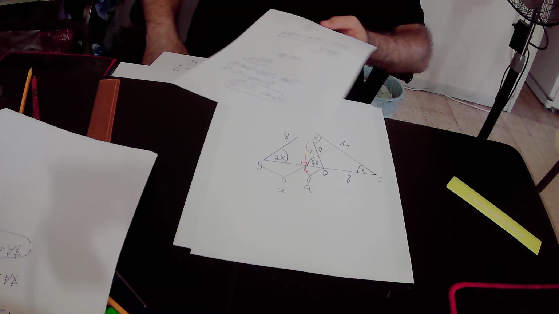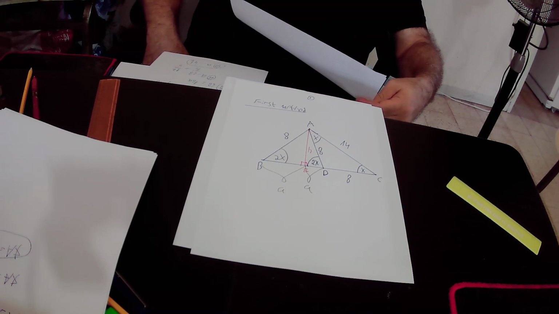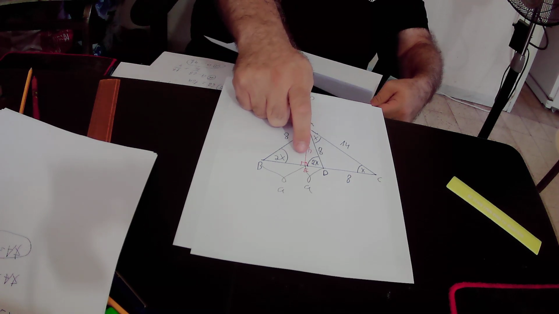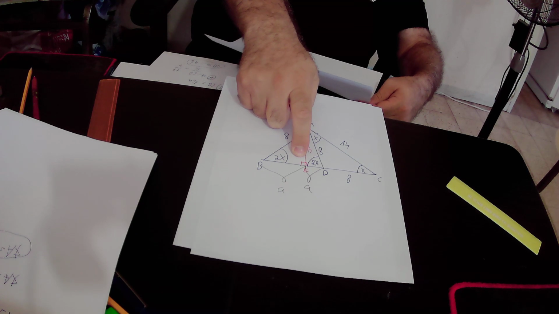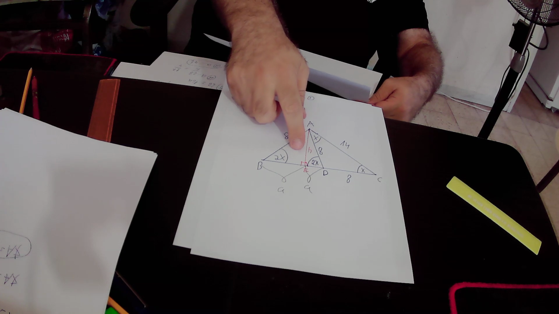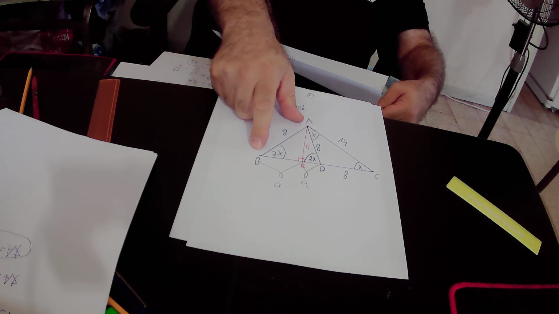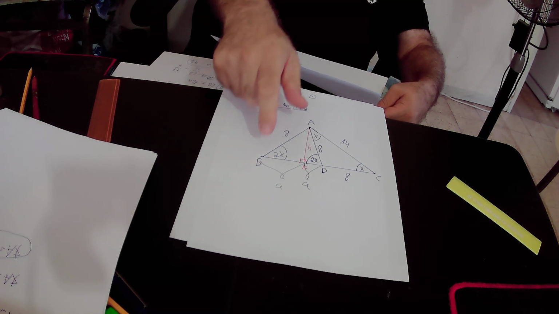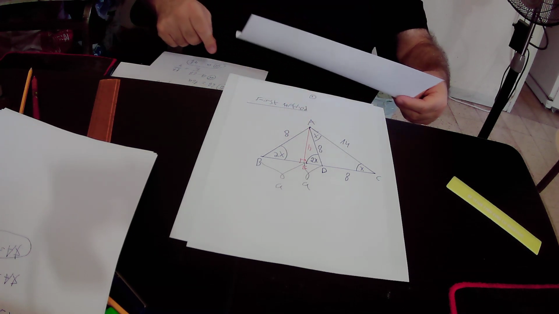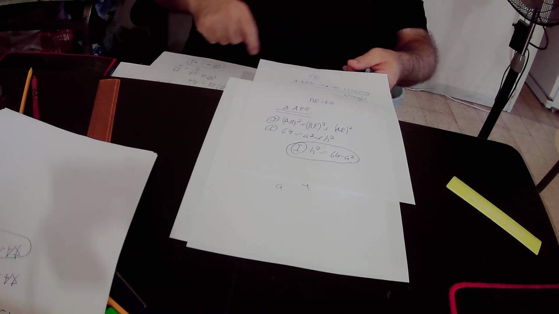Okay, so actually in the right triangle ABE, this is a right triangle because this angle equals 90 degrees. We can implement the Pythagorean theorem in the right triangle ABE. We can say that AB square, the square of the hypotenuse, equals BE square plus AE square.